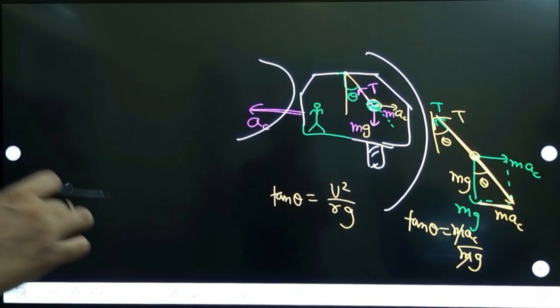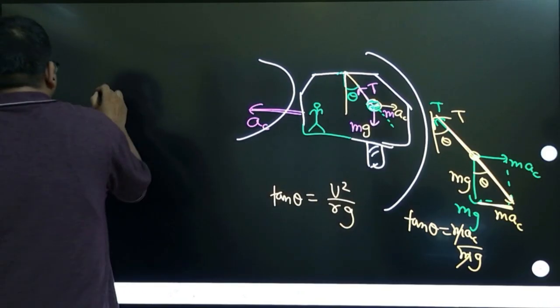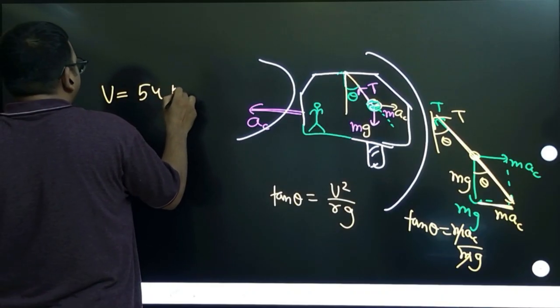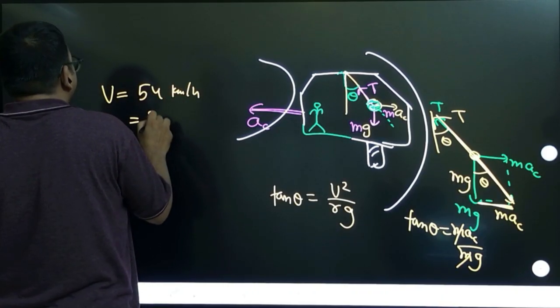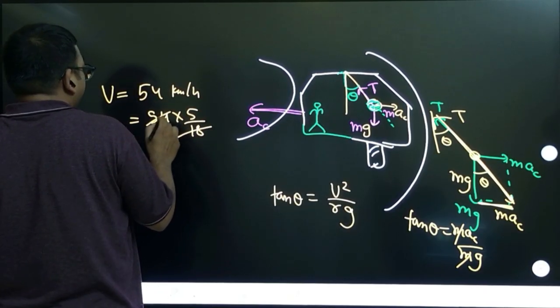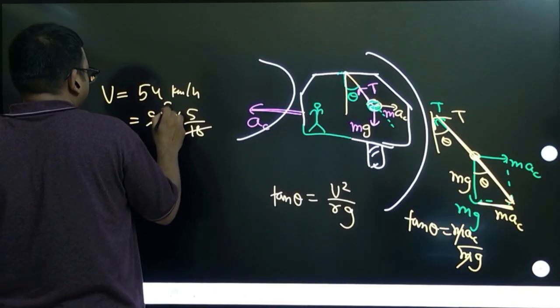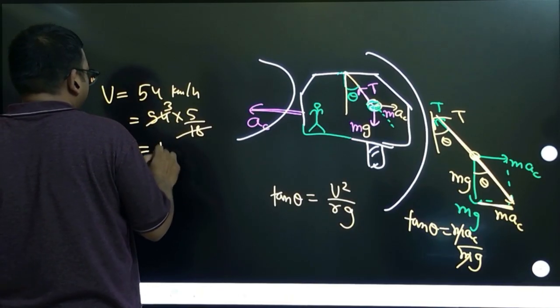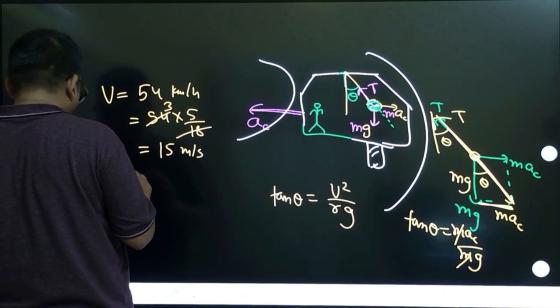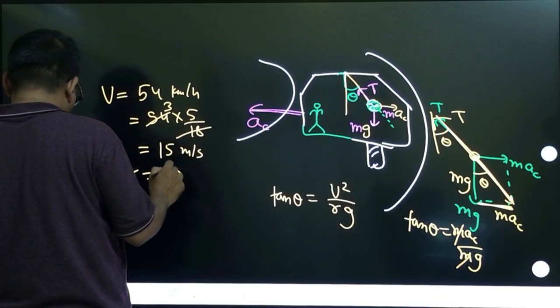I think they have given this speed and other things, right? What is the speed they have given? 54 kilometer per hour. So convert it into meter per second. 5 by 18. 18 into how much? 3, right? So 5 into 3, 15 meters per second. Radius they have given us 20. And g also you take 10.